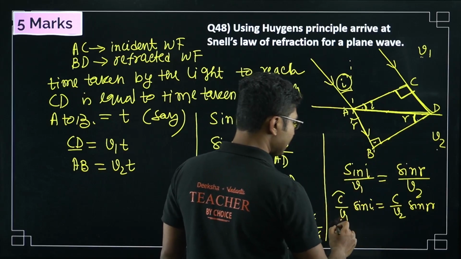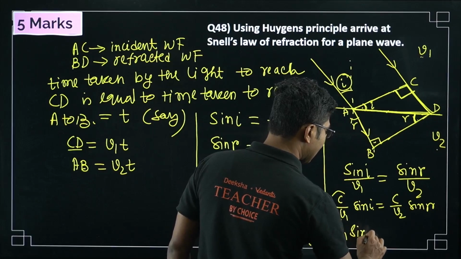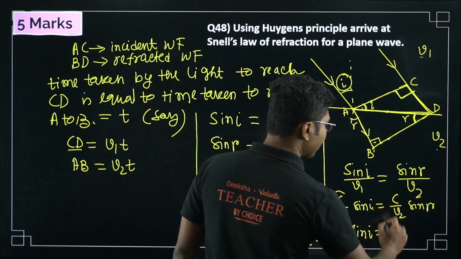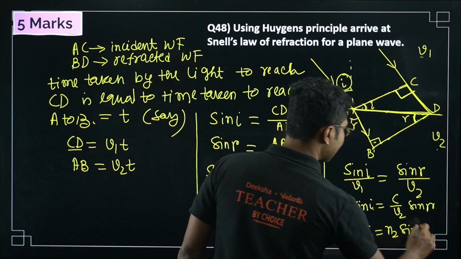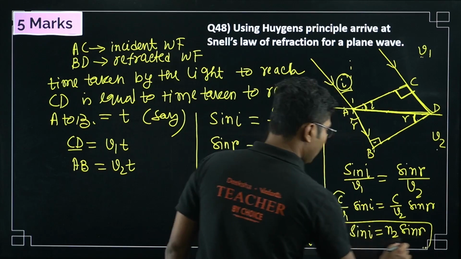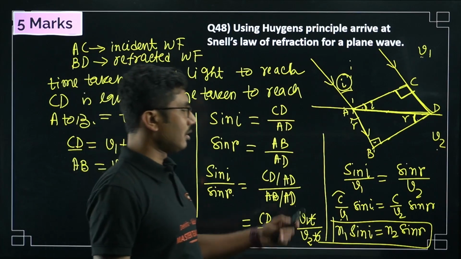Now C by V1 is the refractive index of the first medium, that is N1 sin I equals C by V2, the refractive index of the second medium, N2 sin R. This is the generalized Snell's law. So this is how you can prove Snell's law from Huygens principle.